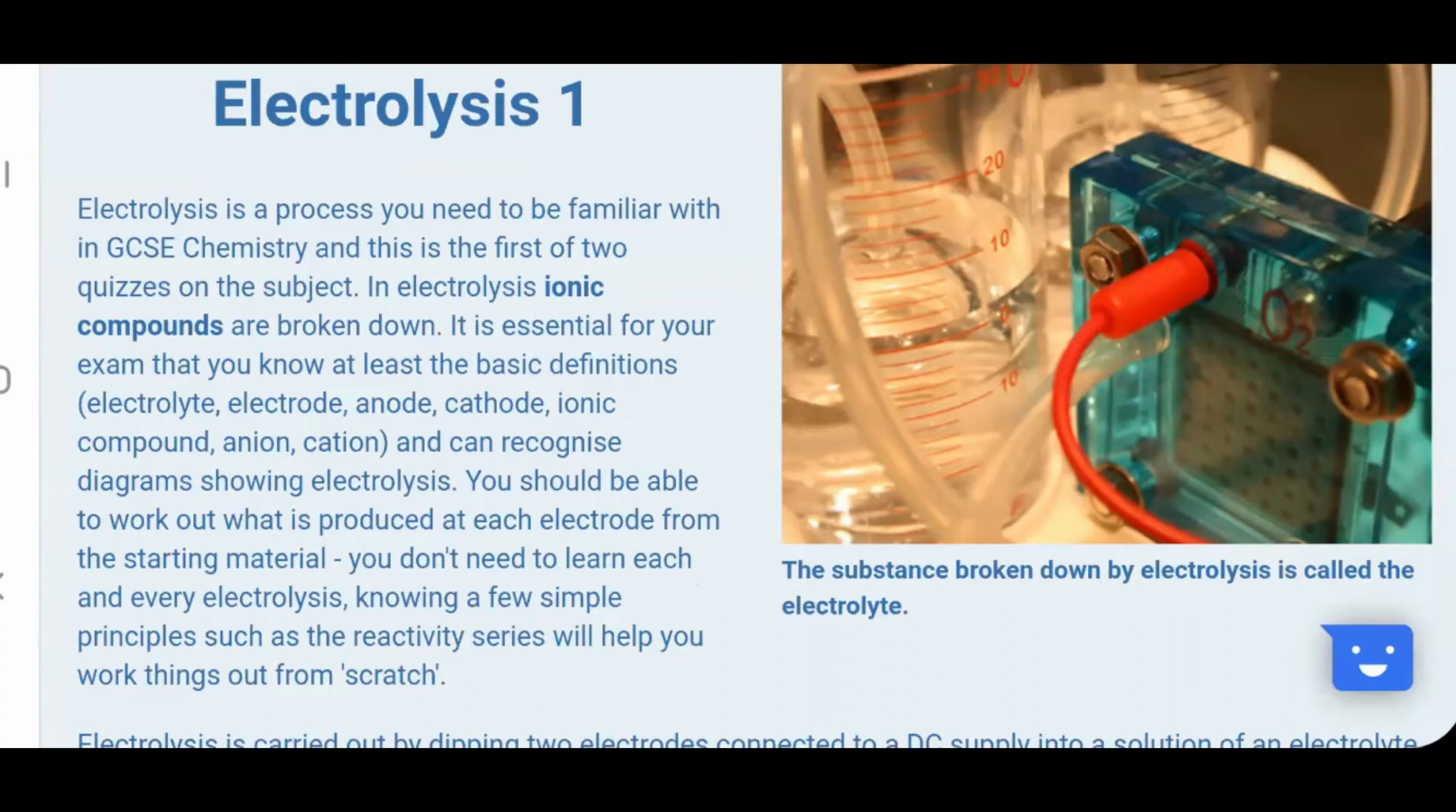electrolysis. In other words, you should not only know how to differentiate them, but you should also know how to draw them. It's very important, very easy too. You should be able to work out what is produced at each electrode from the starting material. You don't need to learn each and every electrolysis, but knowing a few simple principles, such as the reactivity series, will help you work things out from scratch.